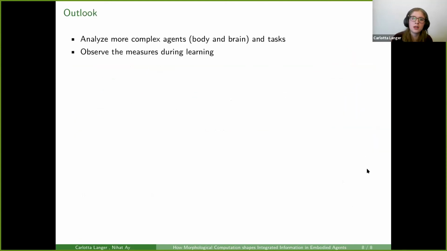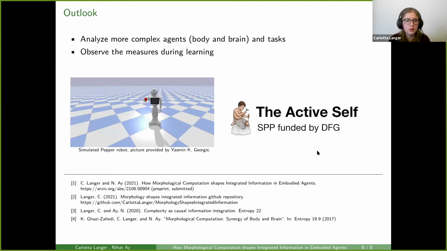So what we want to do is to analyze more complex agents, and by that I mean agents with a more complex morphology as well as a more interesting control architecture and more interesting tasks. And we want to observe these measures during learning because we've seen that an agent can do very well without involvement of the controller when it has already learned a task, but we would think that there's a necessary amount of integrated information during the learning. So we're approaching these questions in a collaboration together with the group of Verena Hafner, especially with Yasmin Kim Georgi, by looking at a simulated Pepper robot here. And this work is funded by the DFG as part of the priority program, The Active Self.